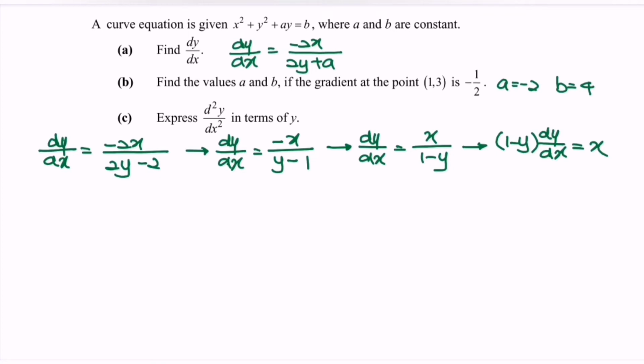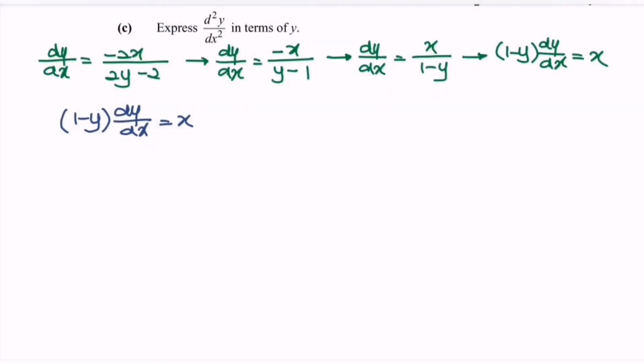Next, what we have to do is differentiate the situation with respect to x for the second time. So kindly focus on this part: 1 minus y multiplied by dy/dx equals x. Kindly make use of the product rule. Referring to the product rule, d/dx of uv equals v u prime plus u v prime, or u v prime plus v u prime.